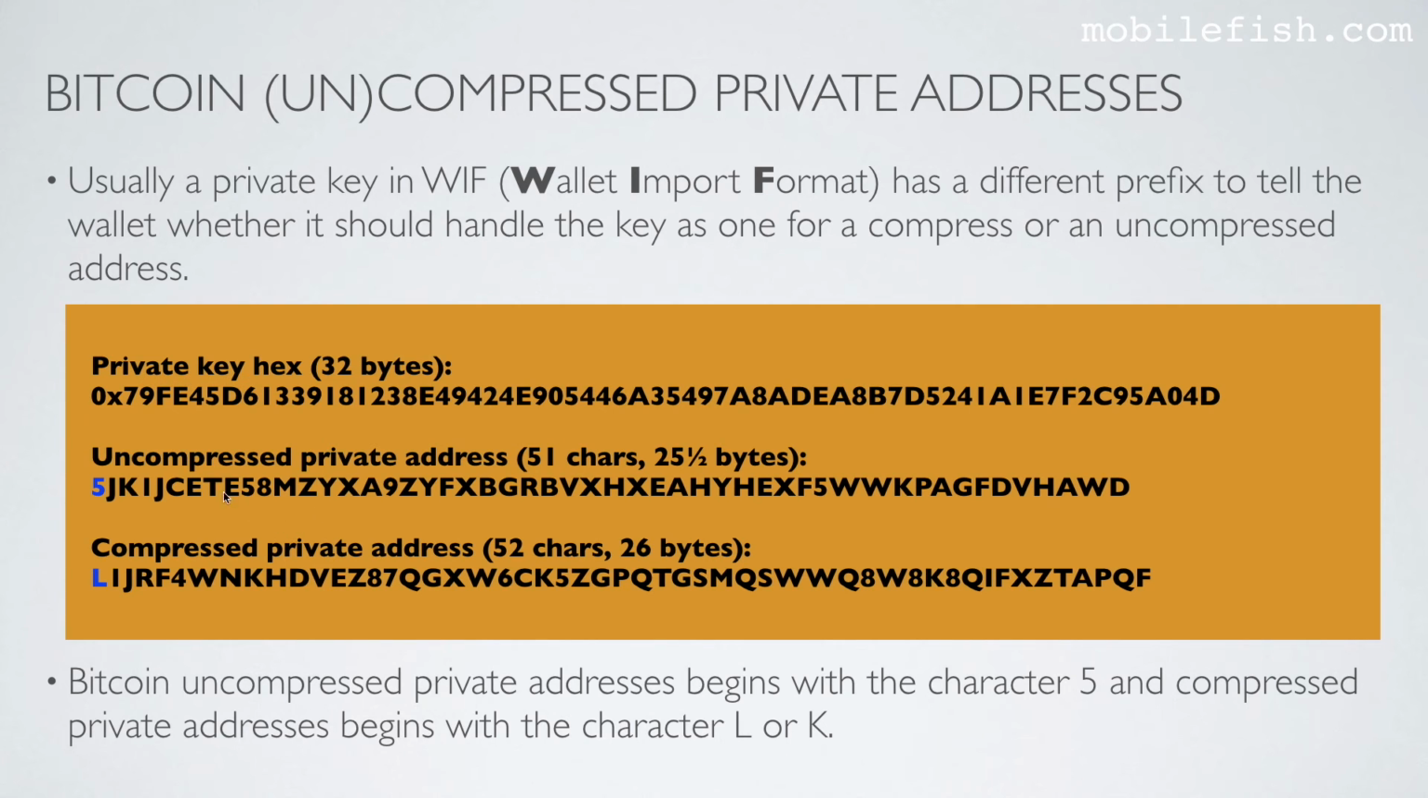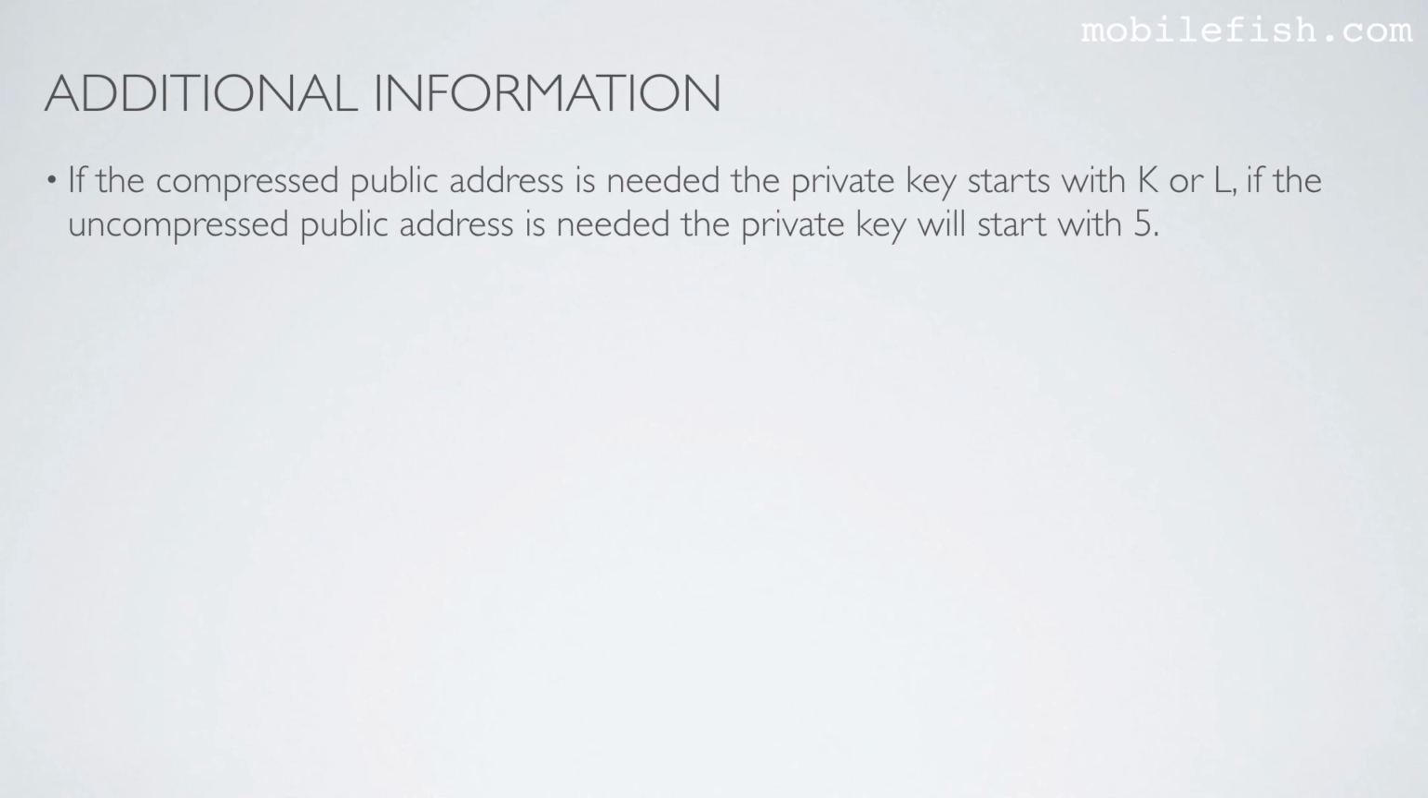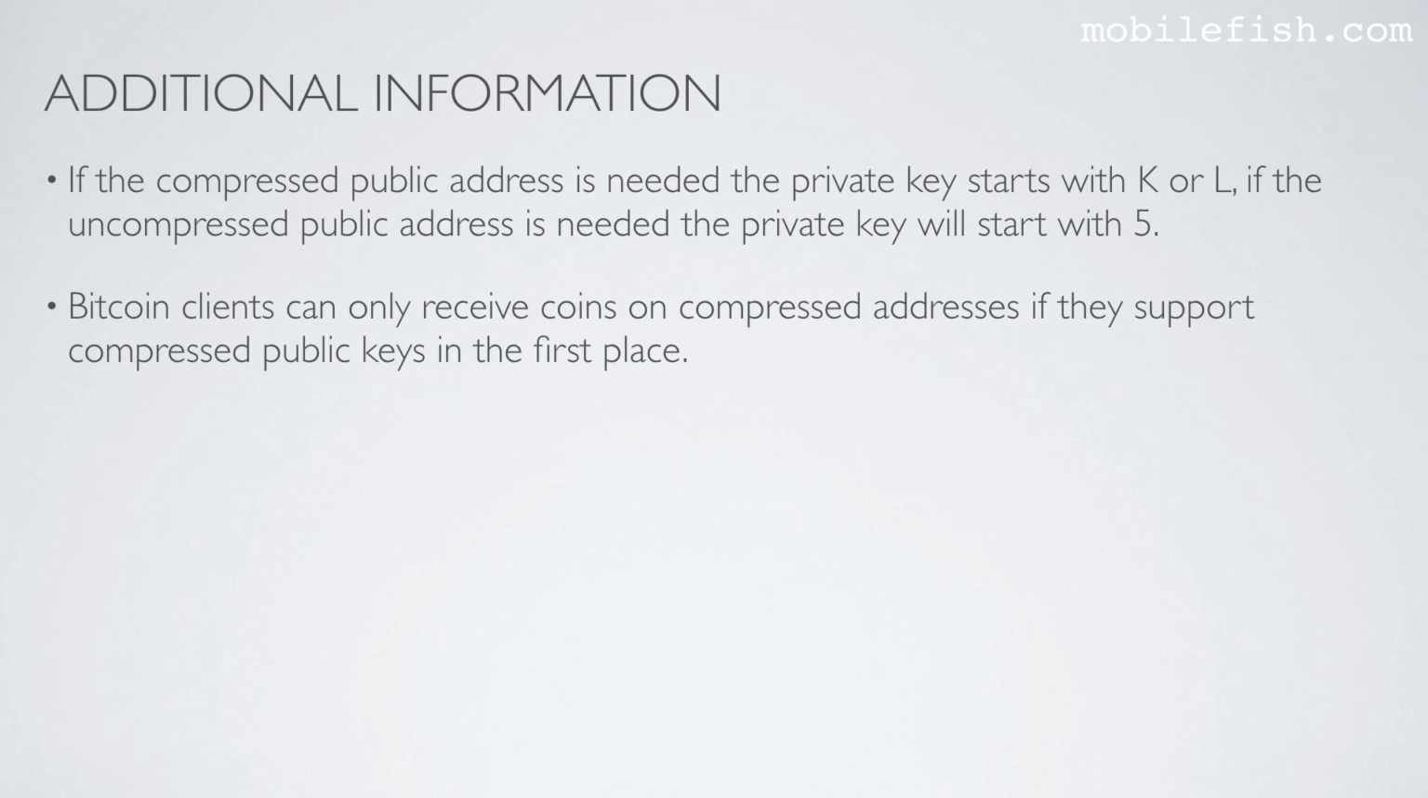You can clearly see that the uncompressed private address and the compressed private address are smaller than the private key. These private addresses are created to make them easier to handle by humans. If the compressed public address is needed, the private key starts with K or L. If the uncompressed public address is needed, the private key starts with 5.